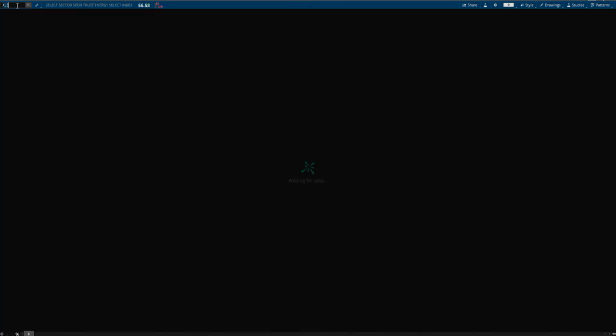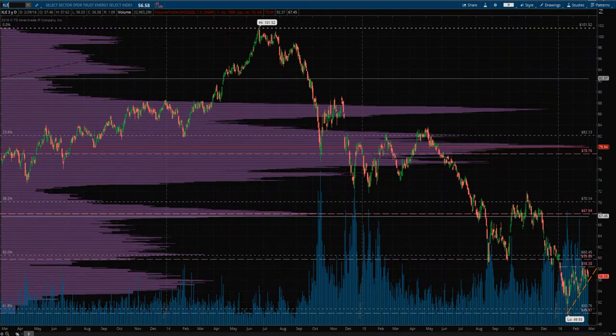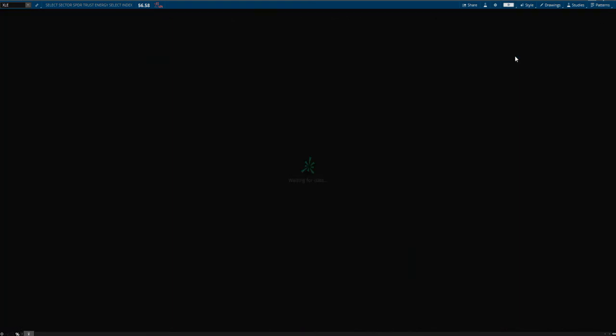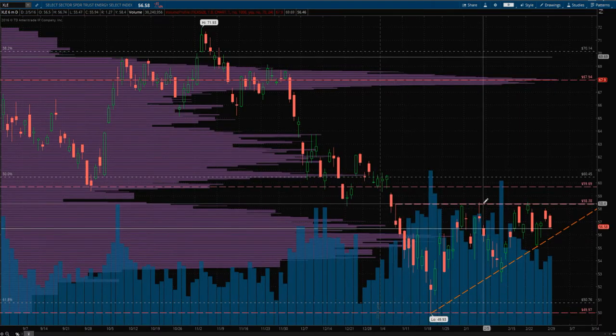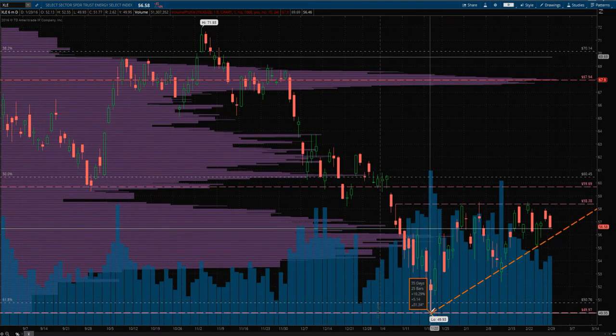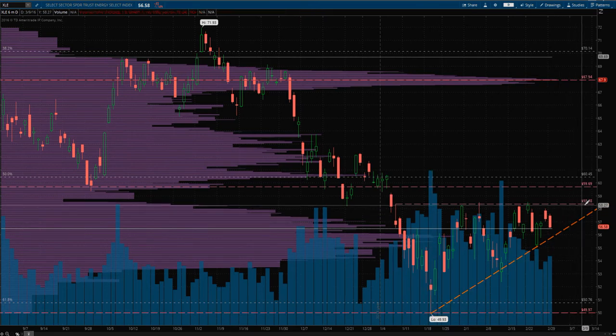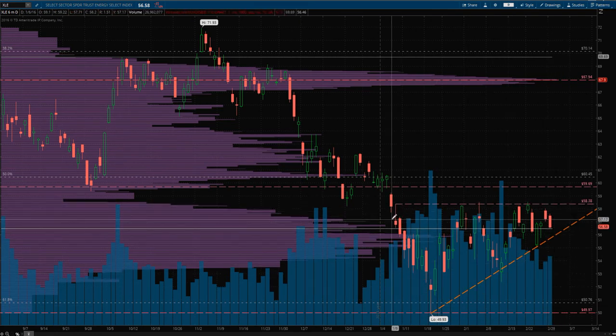Next I want to take a look at the XLE. The XLE on a shorter term here. We can see the presence of an ascending triangle here from the lows in the almost 50s up into the highs here at the 58 range. We've touched the top side multiple times as well as the uptrend, so it is a valid ascending triangle.